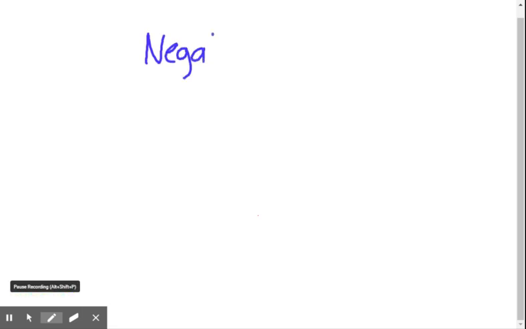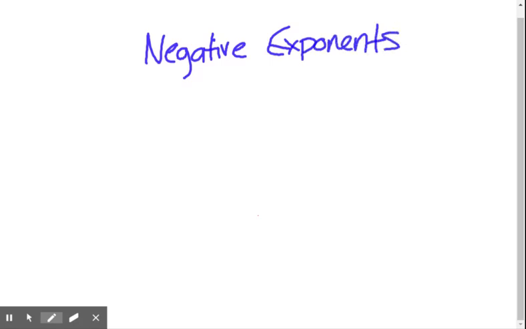All right, so today we are looking at negative exponents. So we've looked at these a little bit over the last few days. We've never really dug into them too much. So today we are going to look at first the algebraic formula for a negative exponent.